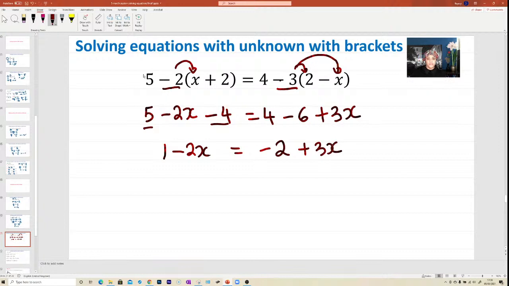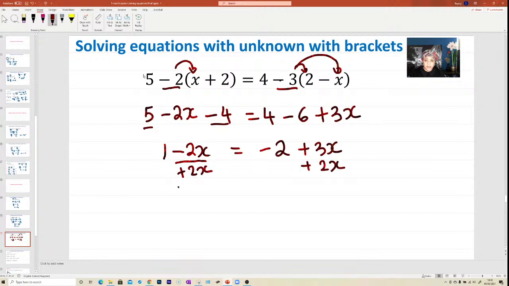Now, before we get rid of the numbers, we need to check the unknowns because we have the unknowns on both sides. Which one is the smaller one? It's the one that's negative. In this case, it's -2x. What's the opposite of -2x? It's adding 2x. So we're going to add 2x here, and we're going to add 2x here.